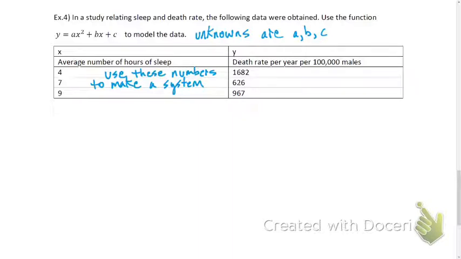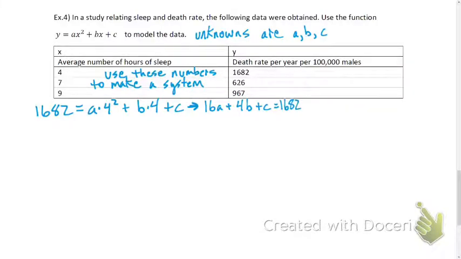Our first equation would be 1682 for y, a times 4 squared plus b times 4 plus c. I like to rearrange it so that numbers are in front of variables, so I would write it like this: 16a plus 4b plus c equals 1682. And let's do 2 more.